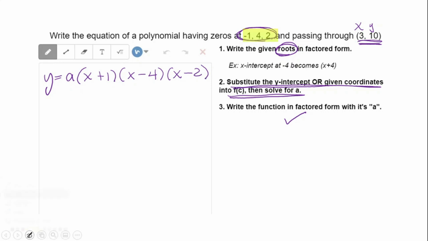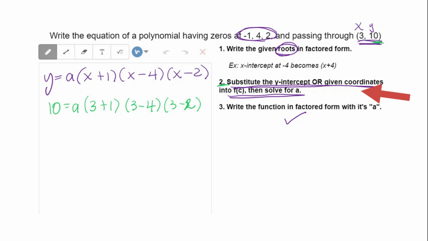Okay, now I'm going to plug in the point that it passes through. It passes through (3, 10). So that means in the place of my y, I'm going to plug in 10, and in the place of my x, I'll plug in 3. Once you plug that stuff in, you just want to simplify and solve for a.